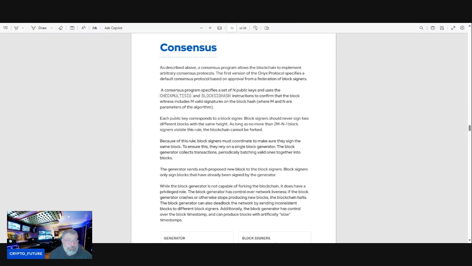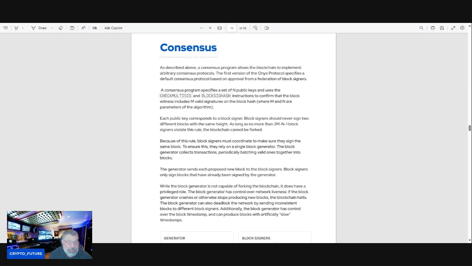Because of this rule, block signers must coordinate to make sure they sign the same block. To ensure this, they rely on a single block generator. The block generator collects transactions, periodically batching valid ones together into blocks. The generator sends each proposed new block to the block signers. Block signers only sign the blocks that have already been signed by the generator.